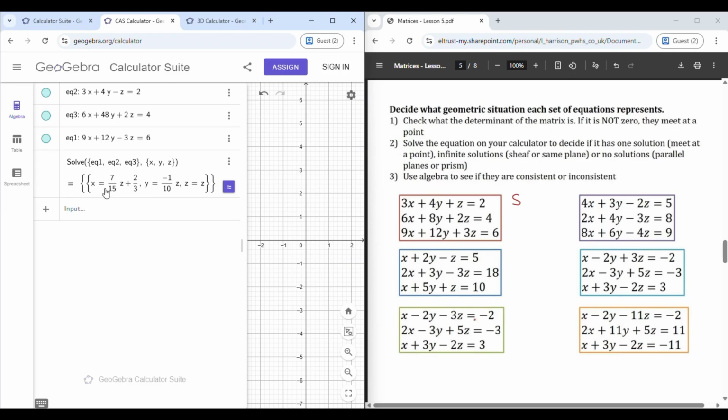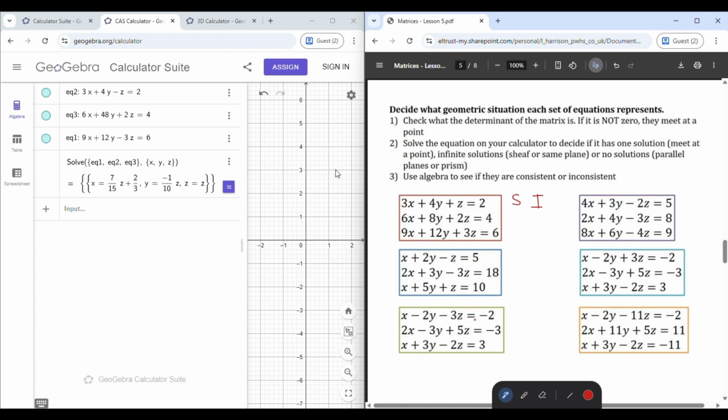So that is telling us that it's a sheaf or it's a plane, because there are infinitely many solutions. Again, I'm just going to write a little I for infinitely many solutions. So we know that it's now either a sheaf or a plane. We need to decide what that's going to be. So remember, if it's a sheaf, then they will have one line of solutions. If they're the same plane, then they are the same equation. So let's think about what's happening here.